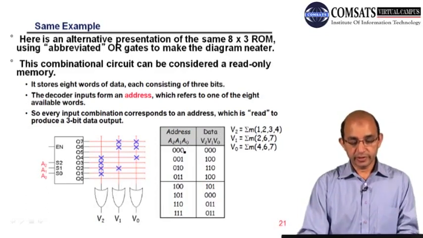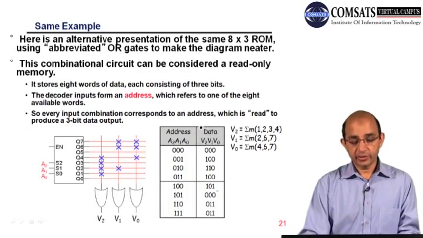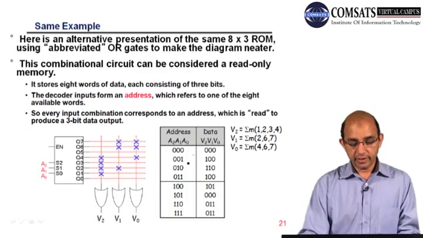So here we have the combinations, and these combinations represent the address, right? It's starting from A2, A1, A0, 000, 001. So these are the combinations. And here we have the actual data that is stored inside the ROM, right? So this is the data at this location, and this data is stored at this location, right? So if I talk about this V2, I will not be writing the min terms now, right? So 1, 2, 3, and 4, right? For V1, we have 2, 6, 7, right? So this is 2, and this is 6 and 7. For V0, we have 4, 6, and 7, right?